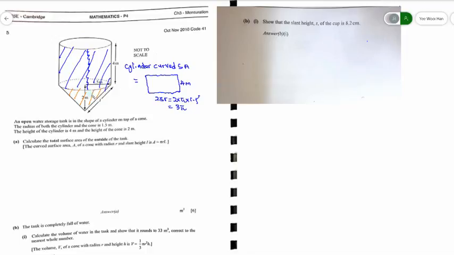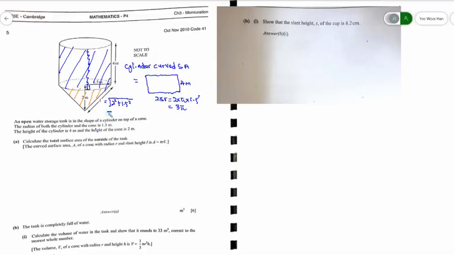Let's talk about the curved surface area of the cone. The formula is given as pi r l. Now, we know the radius, the base of the cone has a radius of r, but we don't have the l. But you can see here is 1.5, and there's a 90 degree angle here, so it's actually a right angle triangle. With that we can find l. l is equal to the square root of 2 squared plus 1.5 squared.